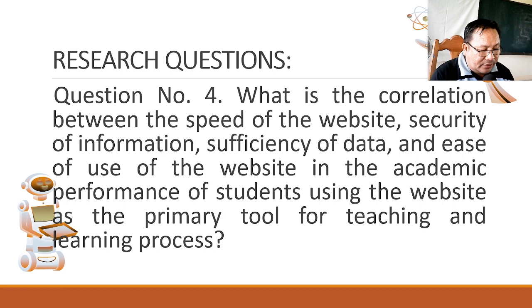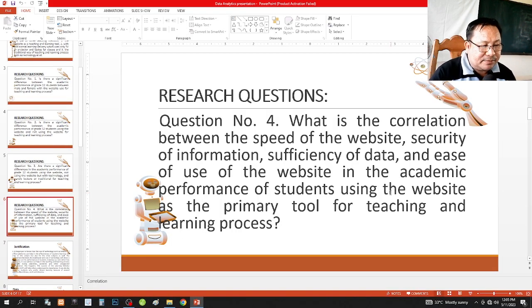Here, what we are trying to determine is the correlation of the four variables or the predictors with the academic performance of the students. So to determine if the four predictor variables, which are the speed, security, sufficiency of data, and ease of use, can predict the academic performance of students using the LDP, first we run a quick descriptives using the JASP. So let us open first the JASP application.